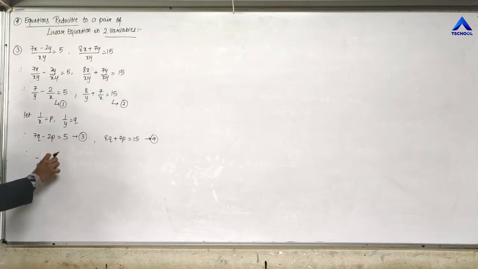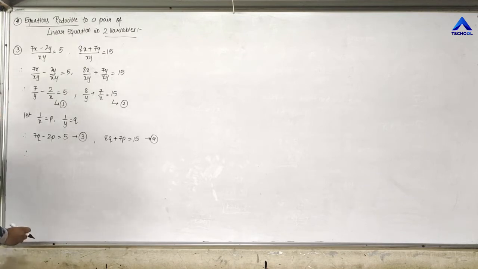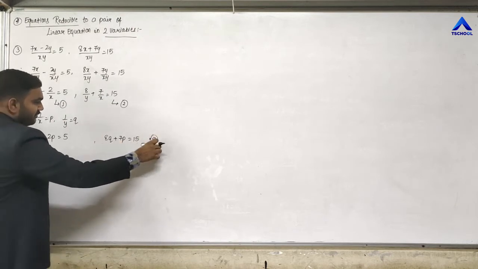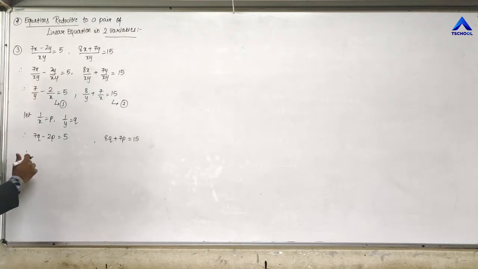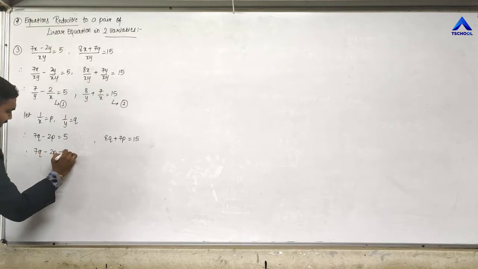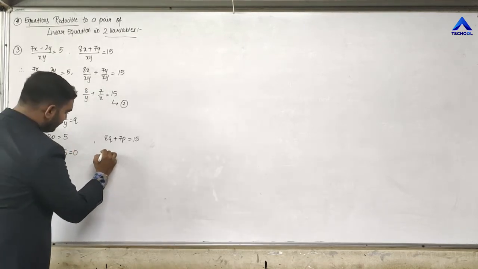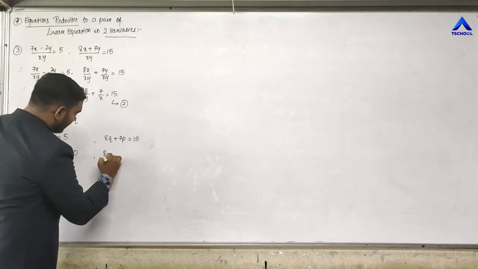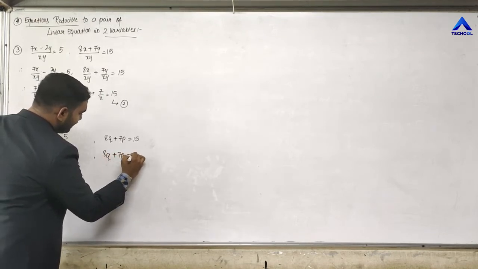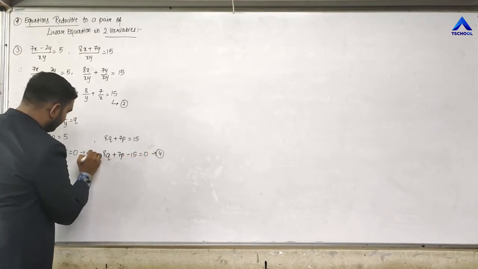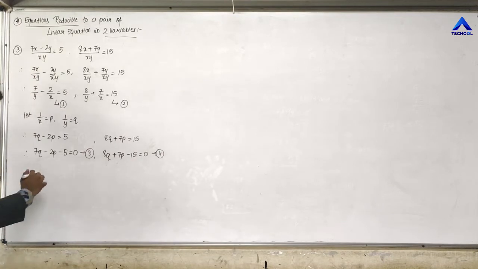See friends, I have made a mistake here. First of all, we are going to convert them into the standard form. So I am not going to give them equation numbers. Therefore, 7q minus 2p minus 5 equal to 0 and 8q plus 7p minus 15 is equal to 0. So now they are equation number 3 and 4.